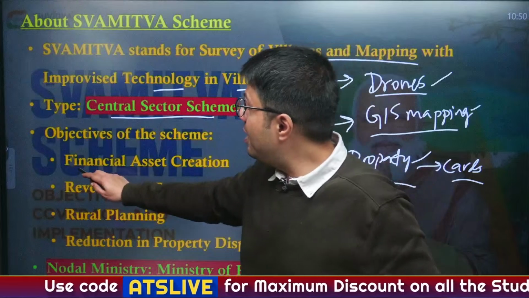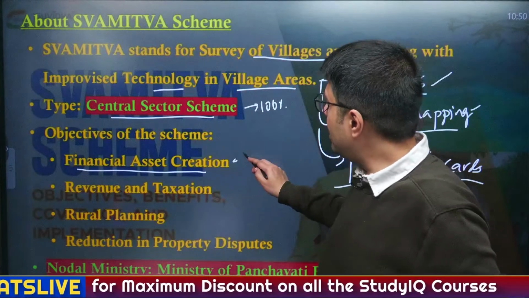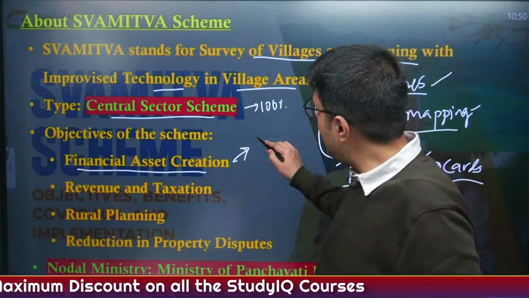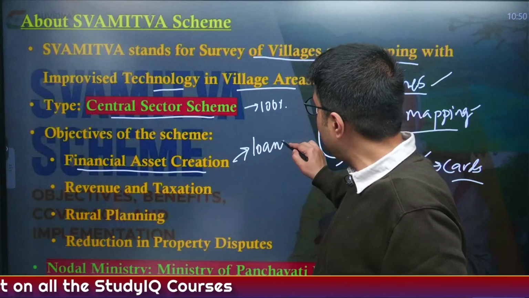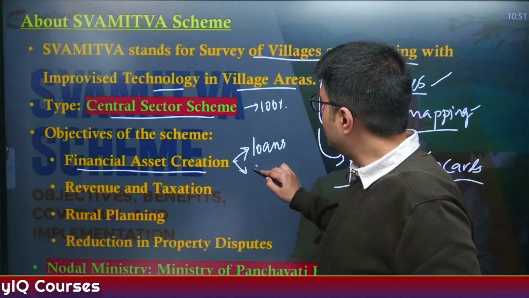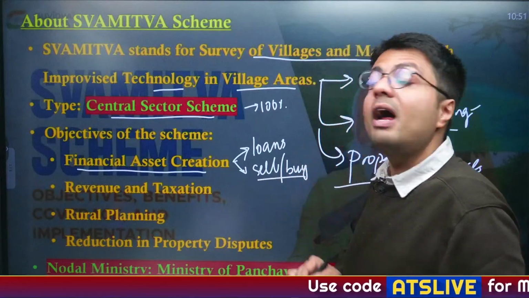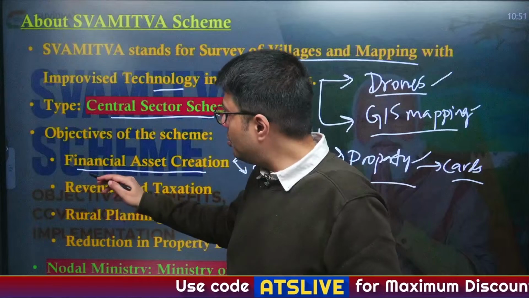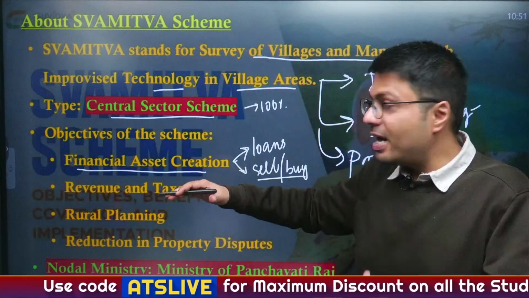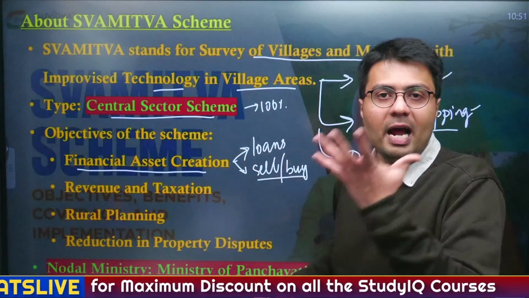First of all, it will lead to financial asset creation, in that they can use this property card as collateral whenever they go to banks seeking loans, or they can even sell or buy the lands, as they will know who is the rightful owner of the land. Understood? So this will help in creating financial assets based on land ownership.